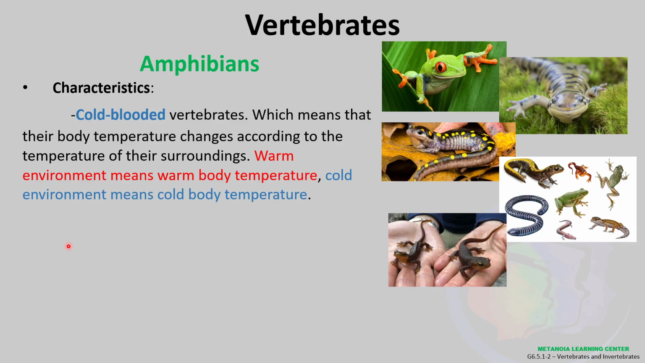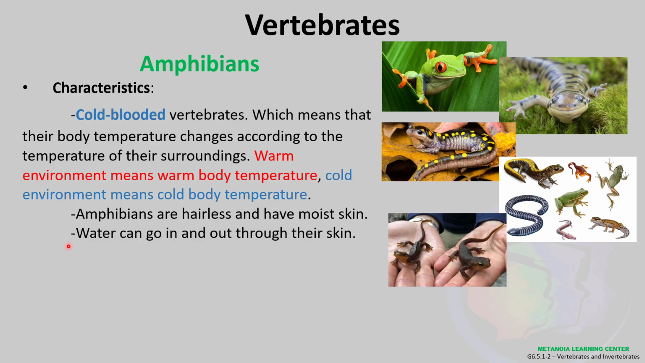So itong mga amphibians na to, they can survive, mataas yung survival rate nila kasi nga because they are cold-blooded animals. They can change their temperature according to the temperature of the environment. Okay. Amphibians are hairless, wala silang buhok, and have moist skin. Moist, basa-basa. Water can go in and out through their skin. So technically, because of that, they can actually absorb water.